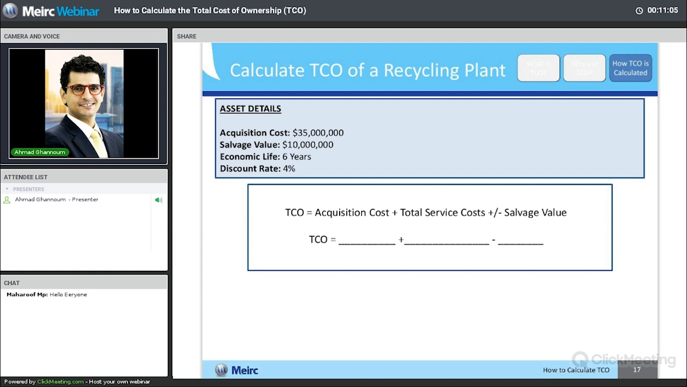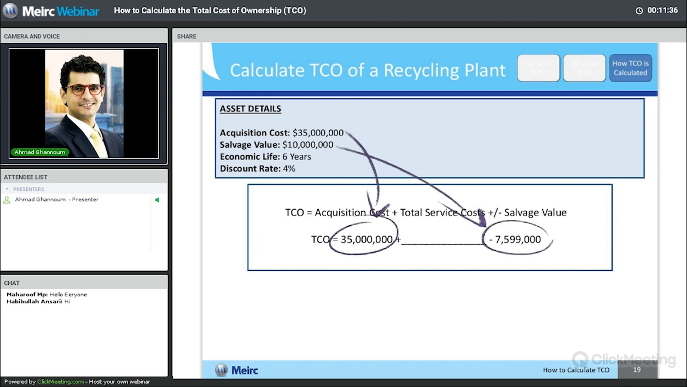Remember our formula, TCO is equal to acquisition cost plus total service costs. In this case, because we have a salvage value that we're going to cash in, the equation is going to be a minus salvage value over here. So instead of the plus, we're going to go for the minus. Straight up, let's plug in the $35 million as it is. This is the price we are paying for the factory on day 1. So that is, of course, the easy part.